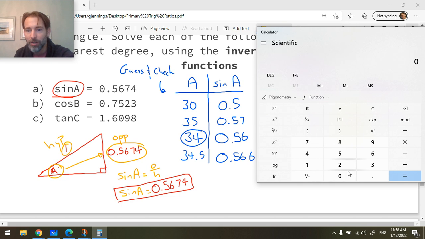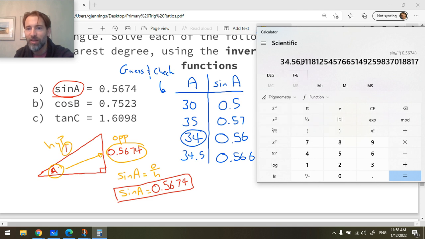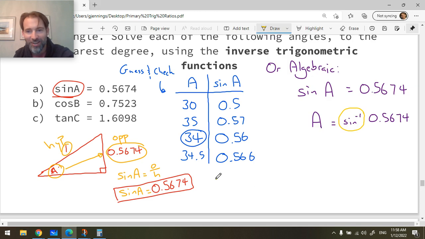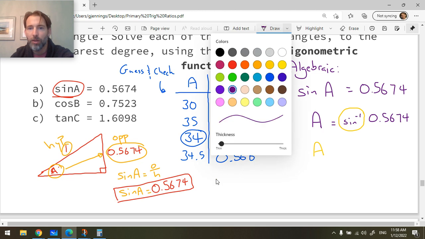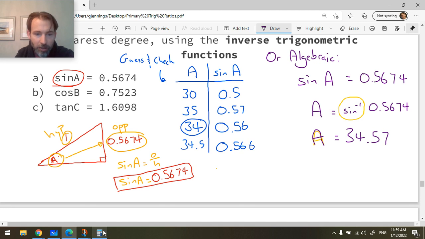Let's copy down this number, 0.5674. And then we are going to say, find for me the angle that would produce that. Oh, it's 34.569. So 34.57. So we were very, very close there with guess and check. Okay, so then we would say the angle A is equal to 34.57, 569, yeah. So we're just around there, okay?